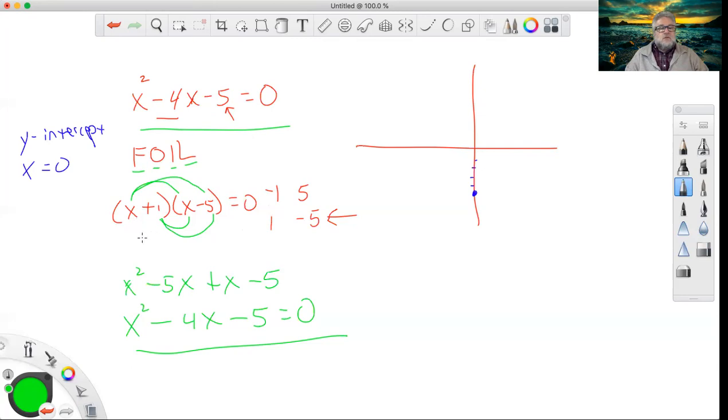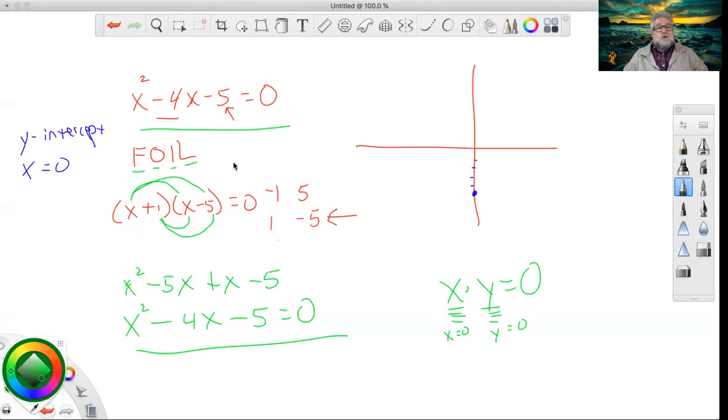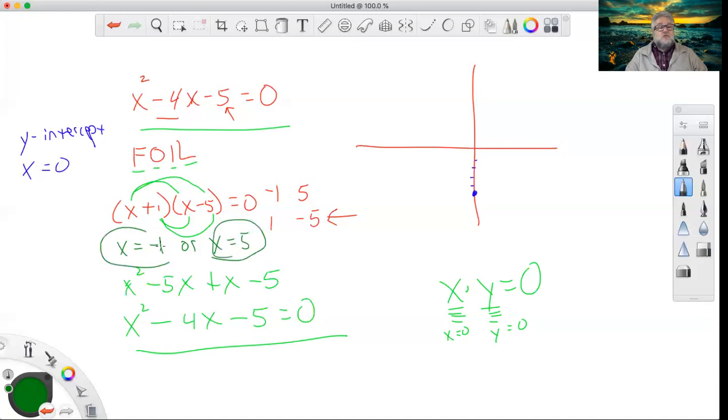So there's a rule about products: when two things are multiplied together, x times y equals 0, the only way this is true is if x is equal to 0 or y is equal to 0. So up here, if I want this thing equal to 0, well then, if it's factored here, this means x has to equal -1 or x is equal to 5. These are the two solutions for this equation up here.